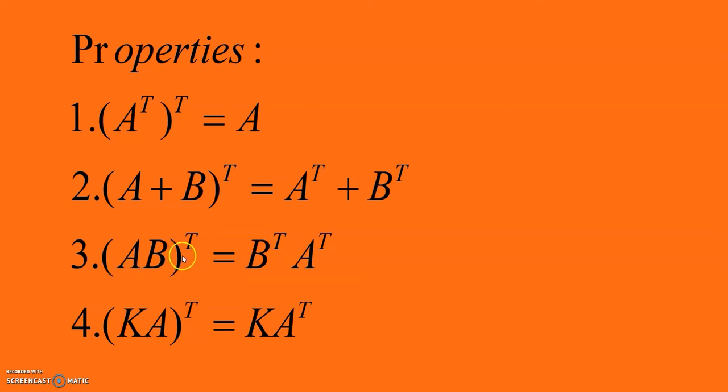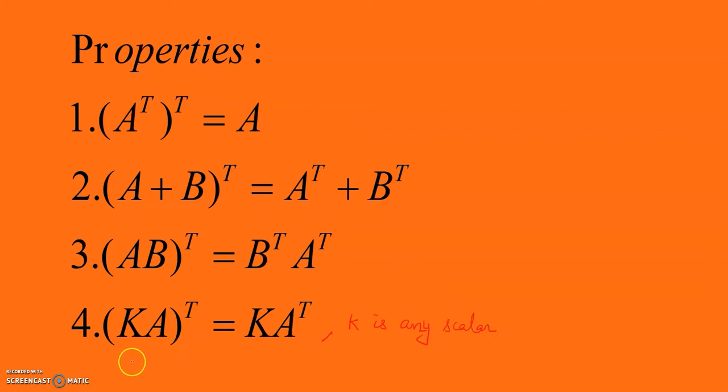AB whole transpose and B transpose A transpose will both be equal matrices. And the fourth property is K into A whole transpose will be equal to K into A transpose. K is any scalar here, any constant value.